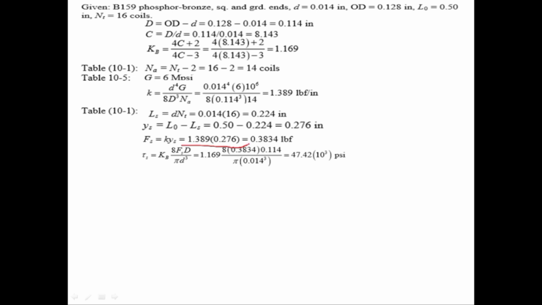Now let's find the value of tau s, which is equal to KB into 8 Fs D divided by pi d cube. Fs is 0.3834 lbf, D is equal to 0.114 inches, KB is equal to 1.169, and d is equal to 0.014 inches. So putting all these values, it will give you tau s is equal to 47.42 kilo-psi.